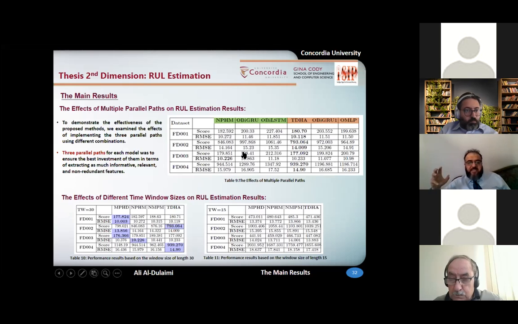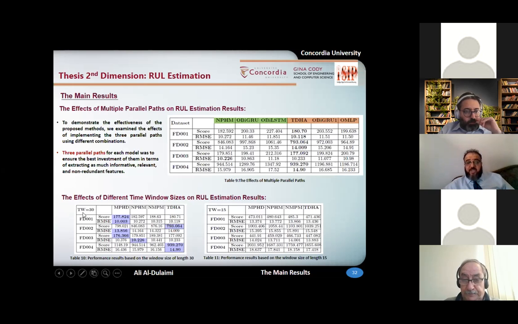Because the main target, as I said before, is to ensure the best investment of all the used deep learning techniques in terms of extracting as much informative, relevant, and non-redundant features, as we are using different deep neural networks in parallel. The second study, we studied the effect of different time window size.